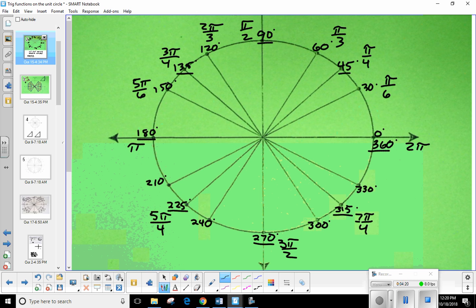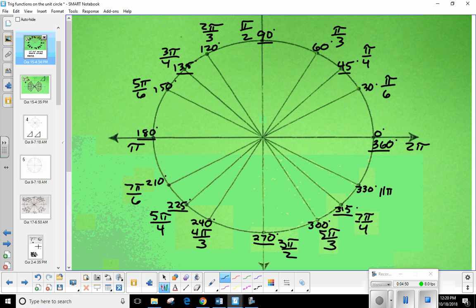What would 210 be? Yeah, this is 7 pi over 6. 240. Now it's 8 pi over 6. So what is 8/6? 4 over 3. Okay, then 9 pi over 6, but the 9/6 becomes 3/2. Now we're up to 10. So what is 10/6? Okay, that'd be 5 over 3. So 5 pi over 3, 330.